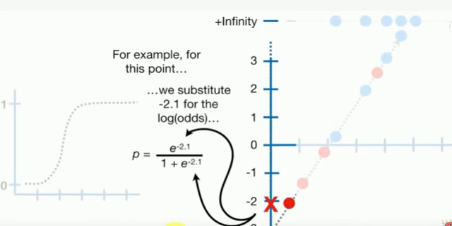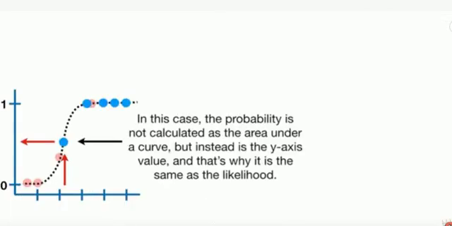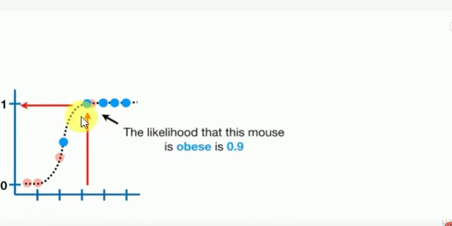So now we have to convert this line back to the S-shaped curve that we had initially using e to the power of the log of odds divided by 1 plus e to the power of the log of odds value. The probability doesn't change because the probability is not calculated as area under the curve, but instead is the y-axis value. The likelihood that this mouse is obese is 0.9.